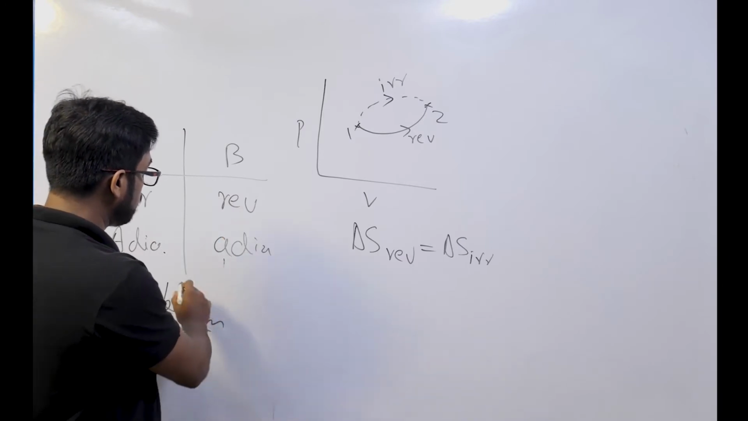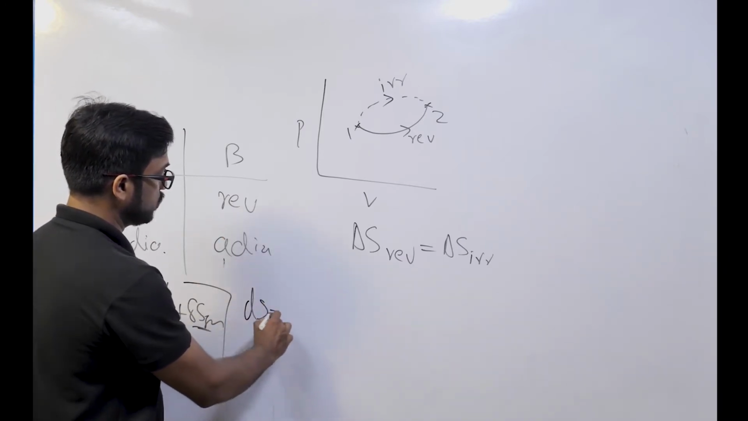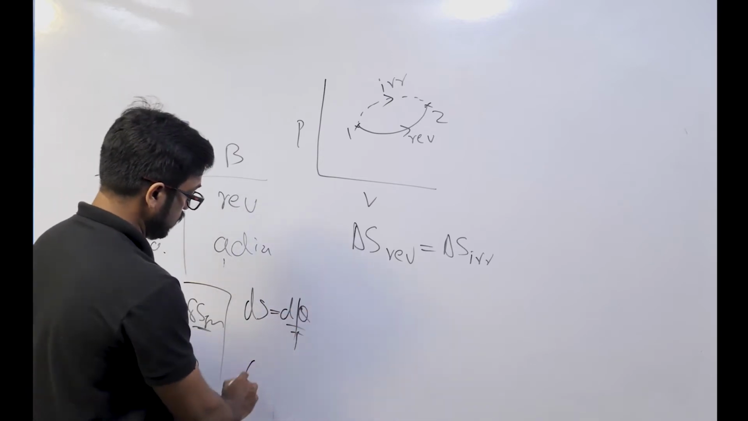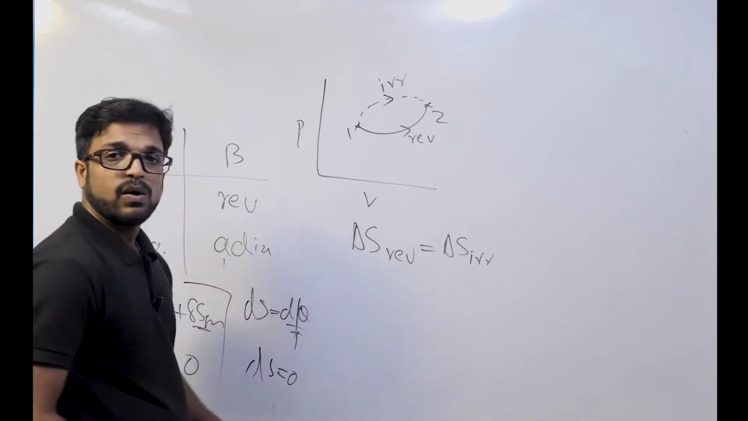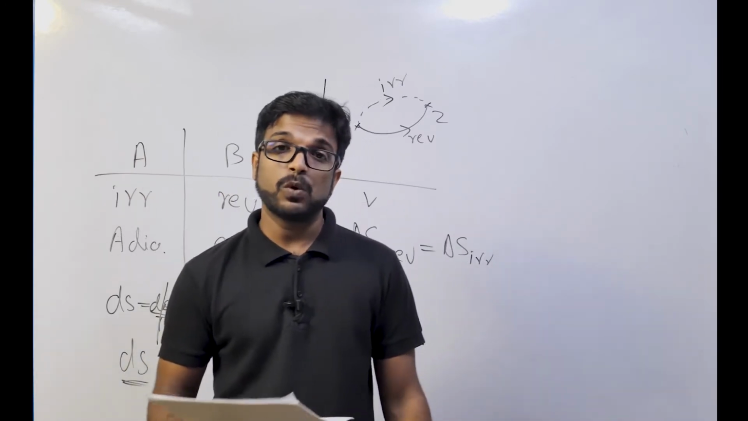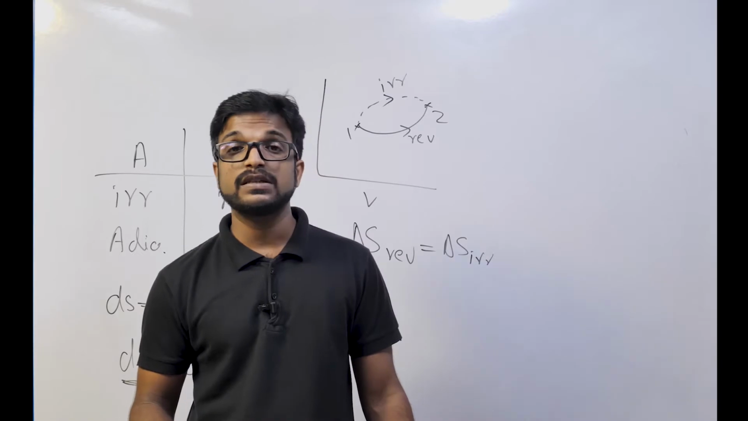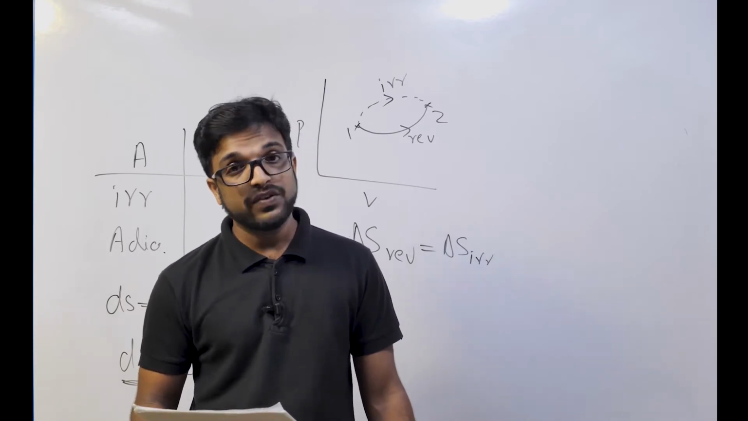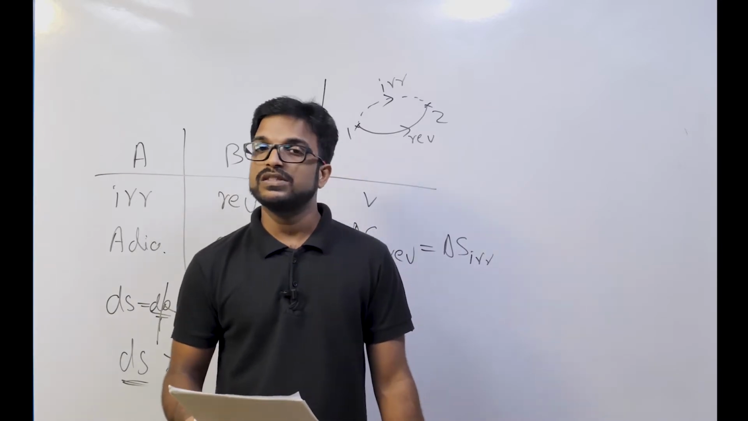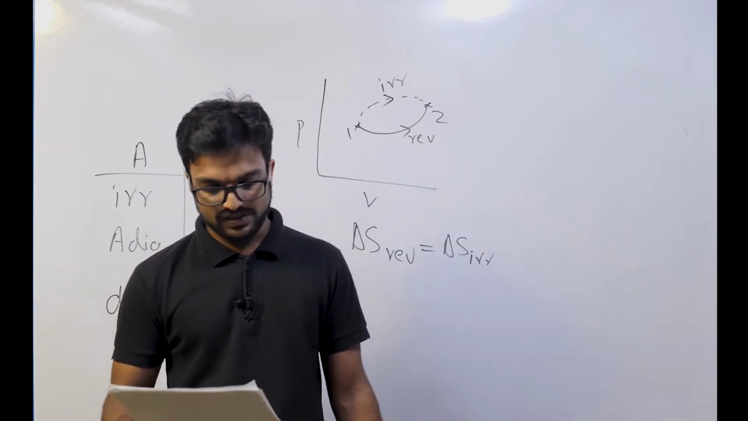As far as the reversible process is concerned, dS is equal to dQ by T, and for an adiabatic process, dQ is gone, so dS is equal to 0. We have already seen this. So the answer is going to be option D, which is positive for irreversible adiabatic process, 0 for reversible adiabatic process.